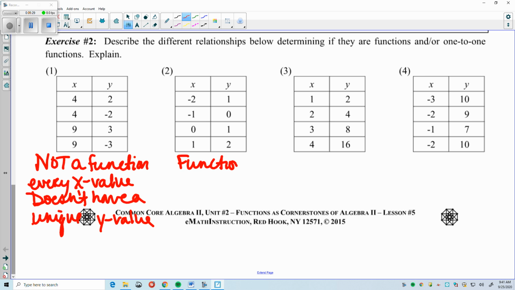No problem. Okay, is it a one-to-one function? Well, we'd have to say not a one-to-one function because each x value, each input, doesn't receive a unique output. And I can see that right here. I have an input that gives me an output. I have another input that gives me that same output. So this is not one-to-one. Each input doesn't have a unique output.